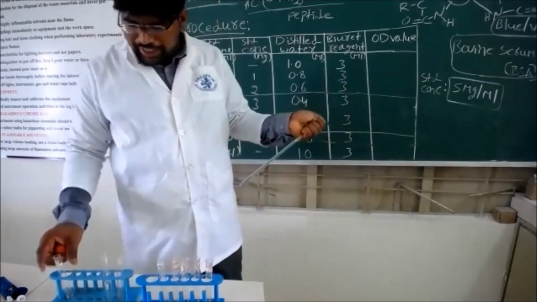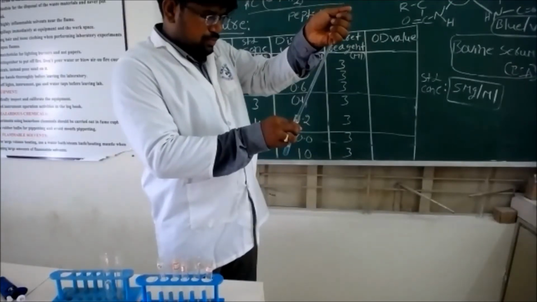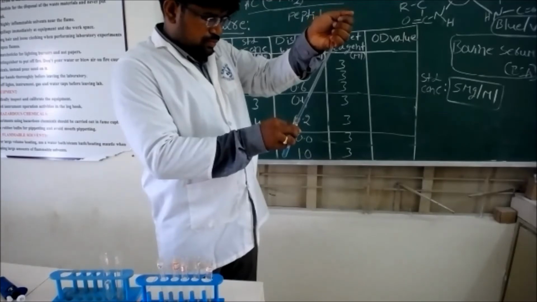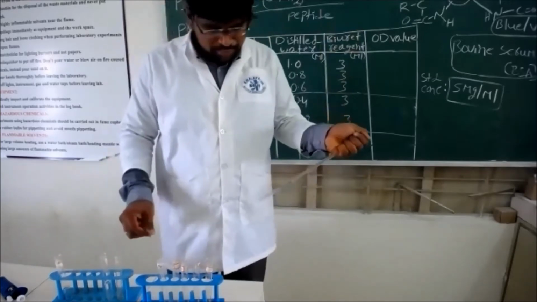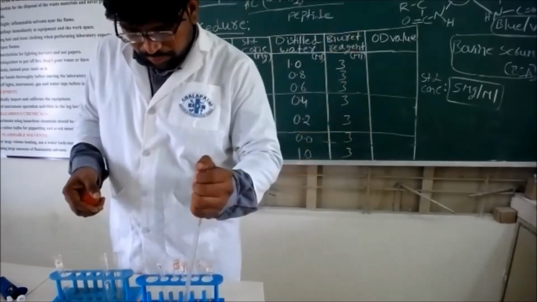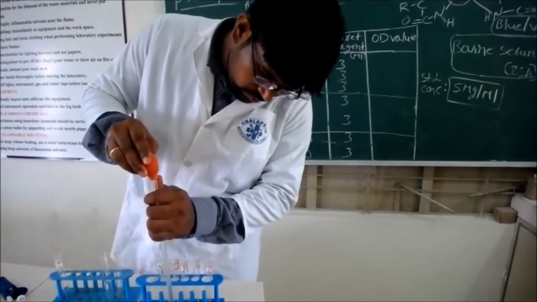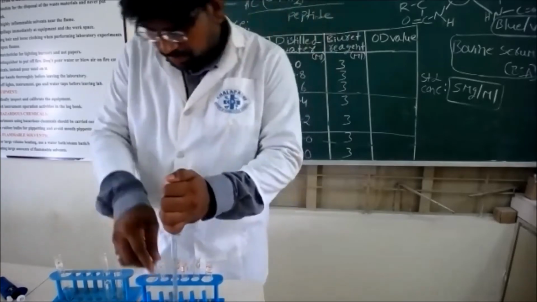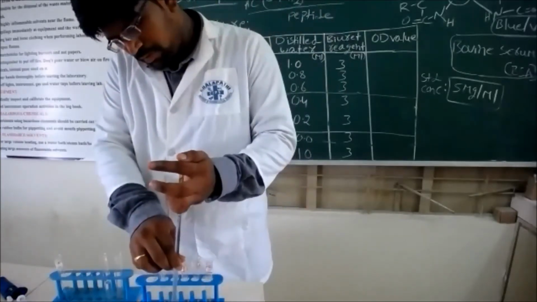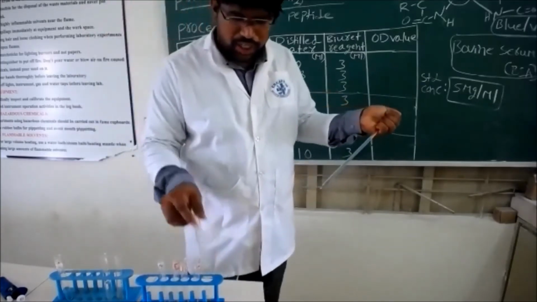Now add the reagent, 3 ml of the reagent. So this is the blank. Then one by one in a series we add the reagent.